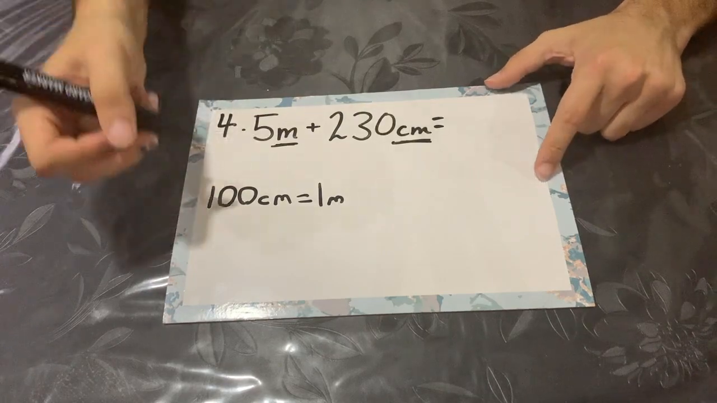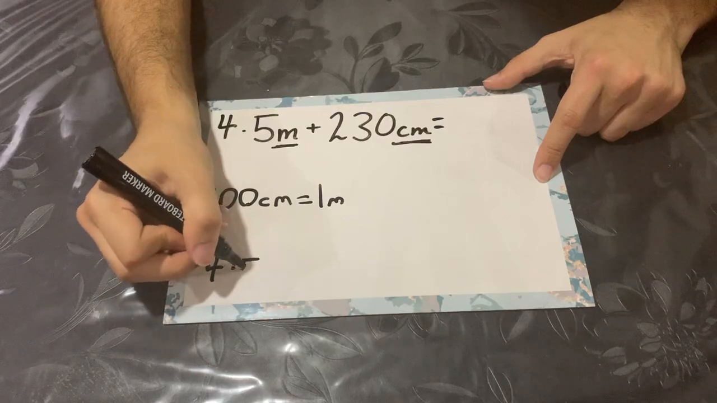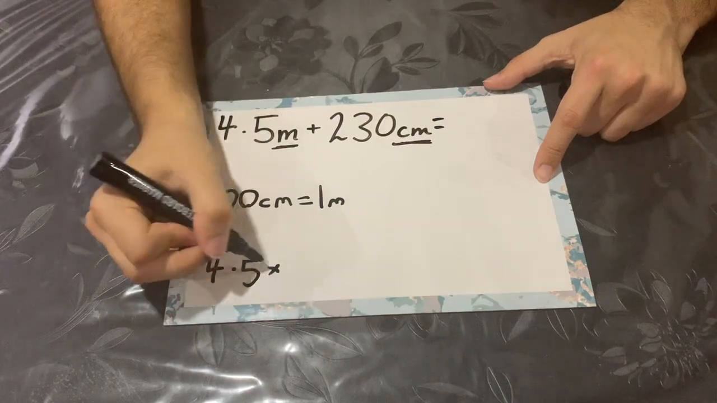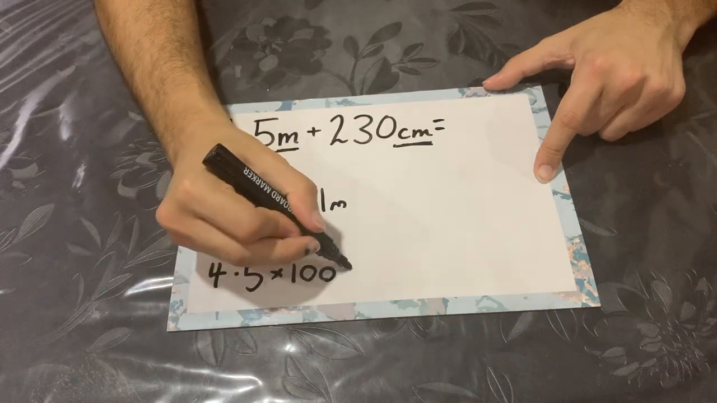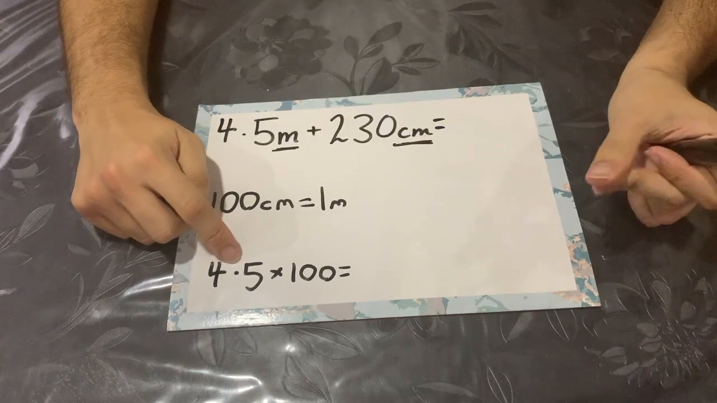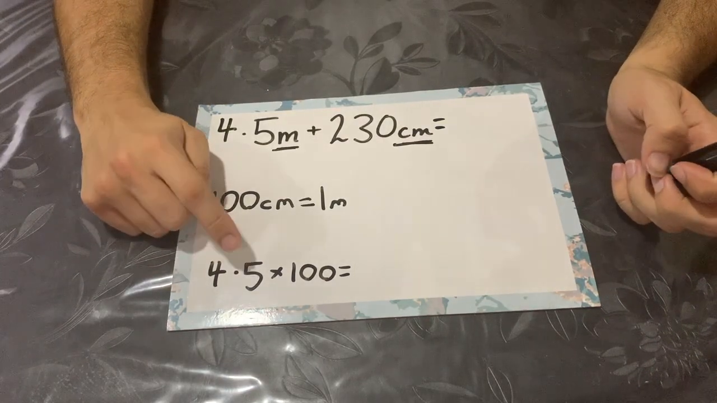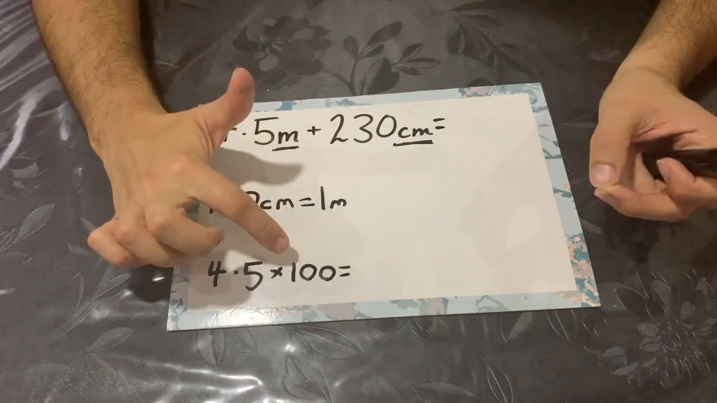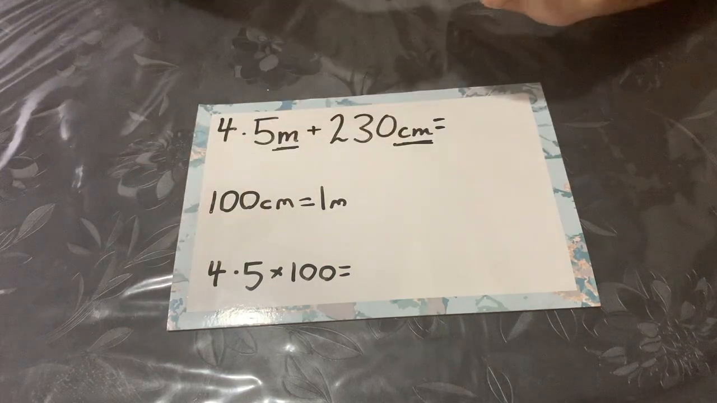So I've got 4.5 times 100. Now, when you have a decimal point, all you need to do is move it to the right. Now I'm timesing by 100, which means I need to move it to the right twice.